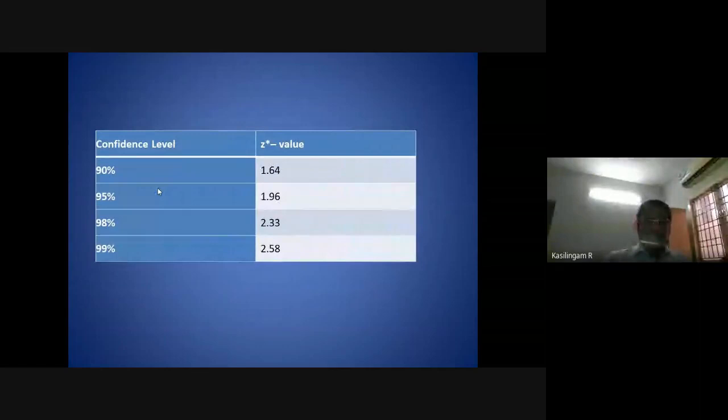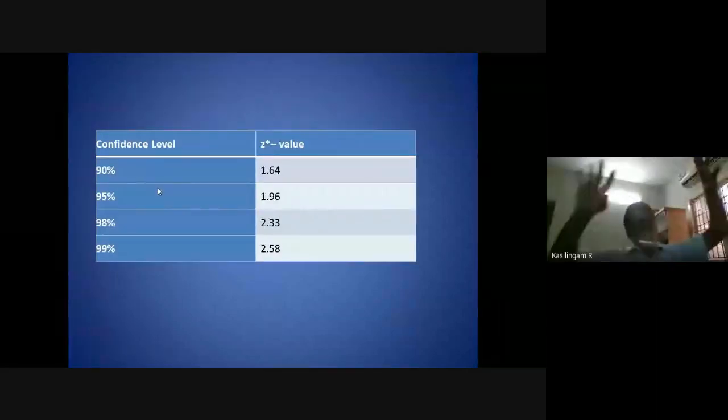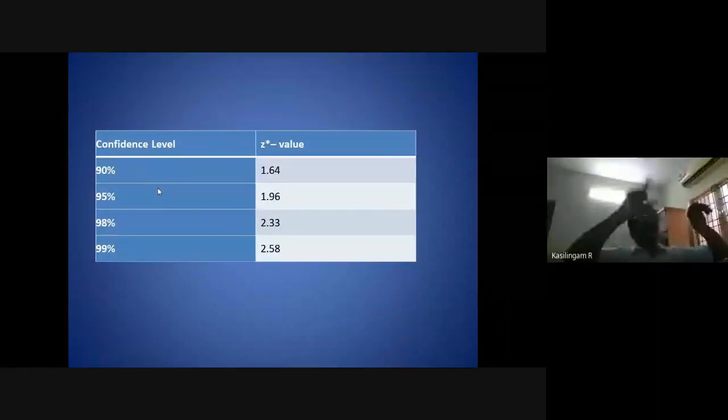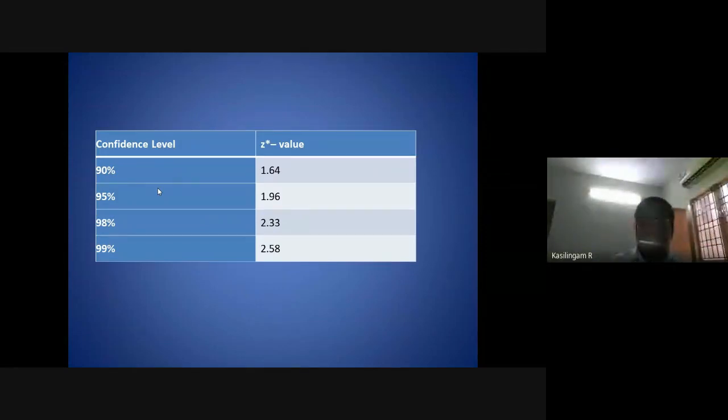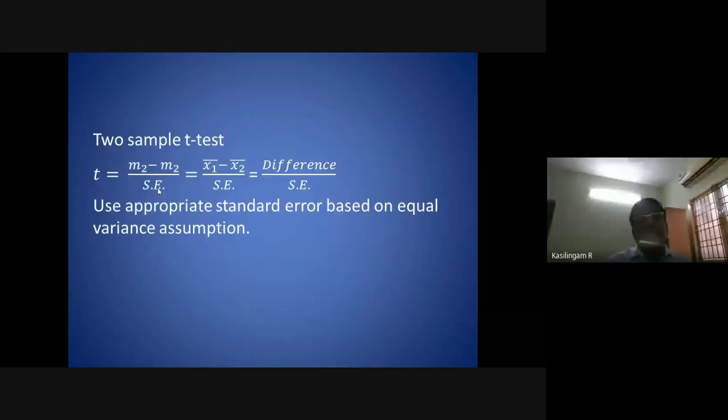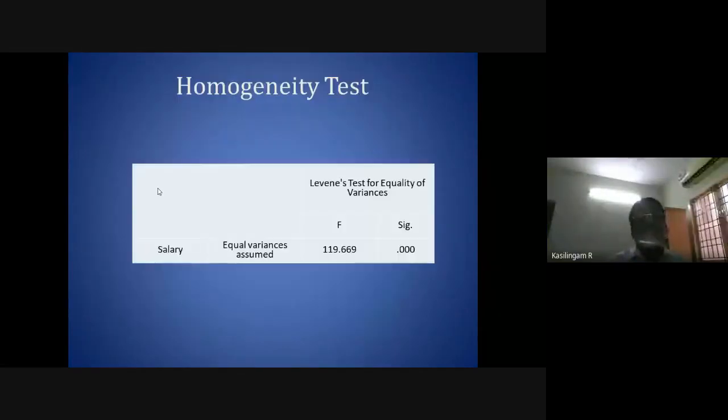Now, if you know this t-value, you should also remember 1.96 and 2.58. 1.96 is 5%, 95% level of confidence, 0.05. 99% is 2.58, 0.01, which is 3 standard deviations, right? We saw that 99% means mean plus or minus 3 standard deviations. So that is what I want to tell here.